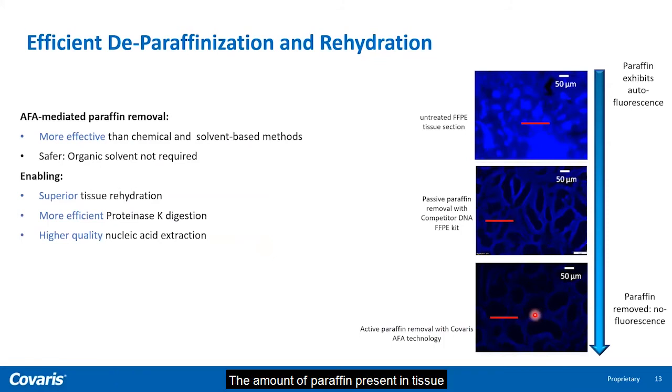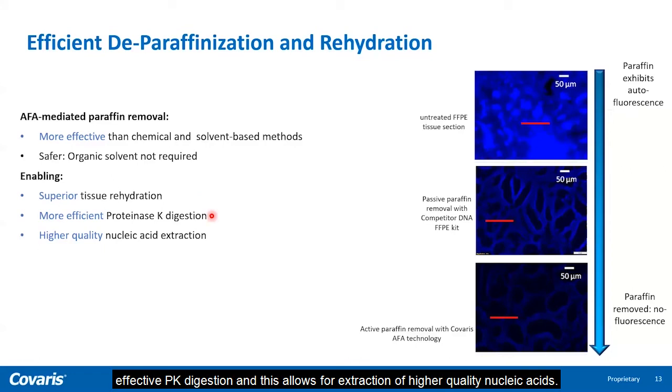The amount of paraffin present in the tissue is directly proportional to intensity of blue signal because paraffin has intrinsic autofluorescence property. So when we see more blue, that means more paraffin is left behind. This data confirms 3x lower autofluorescence intensity in Covaris AFA-treated samples compared to the competitor. In summary, by having an efficient paraffin removal, we enable superior tissue rehydration, effective PK digestion, and this allows for extraction of higher quality nucleic acids.